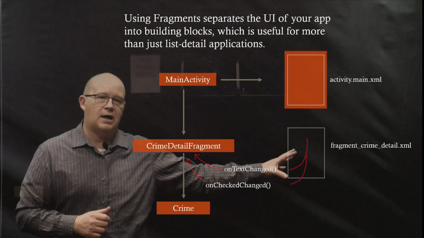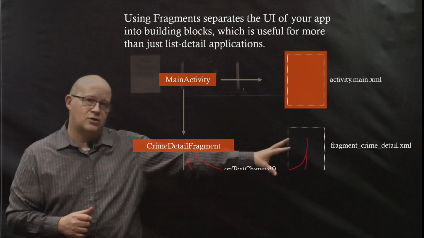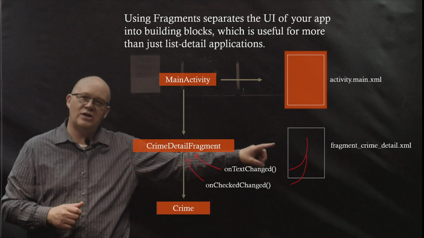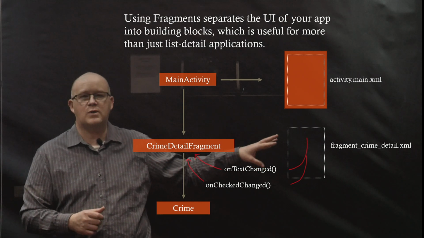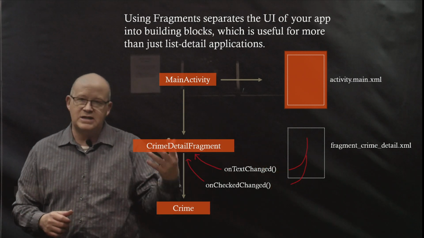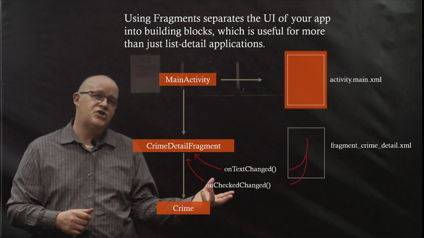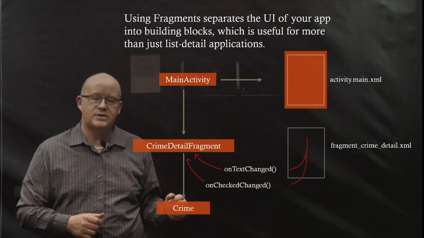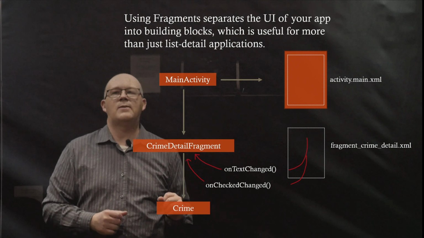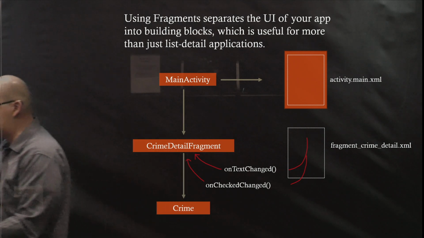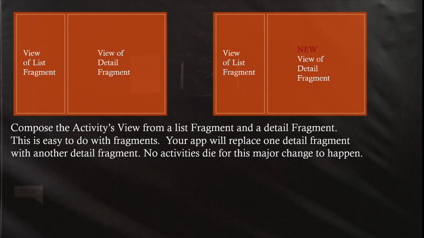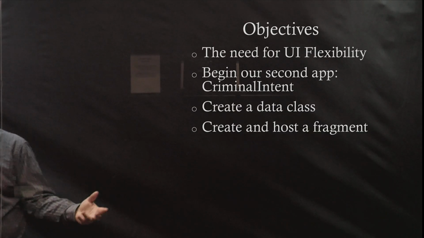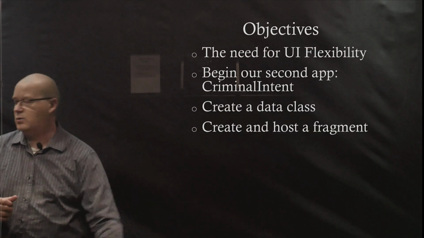So in our fragment_crime_detail.xml, we'll have our visual. I'll actually show you the visual in just a second so you can see where we're going to go in the next video. And then the CrimeDetailFragment is going to have the logic for what we are going to do with the things in that layout. We're going to set our listeners and such. We'll also have a Crime class, and that's going to be our data class. If I take you back to our objectives for the chapter, right here, we'll start our app, we'll create the data class, and we will host it.